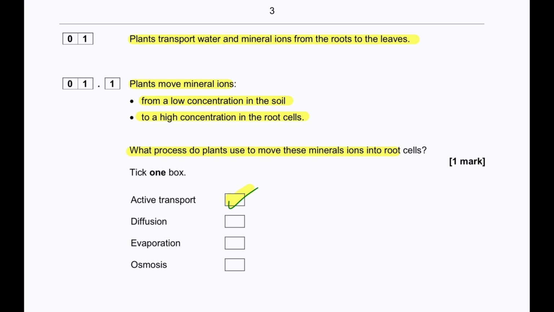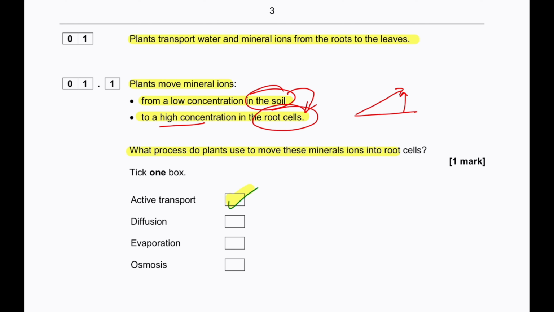Now, the reason why the plant uses active transport is because the concentration of mineral ions is higher in the root cells than in the surrounding soil. So, from the soil to the root cell, it is like going uphill. It is against the concentration gradient, so it requires energy. Active transport uses the energy from respiration to pump ions against the concentration gradient.